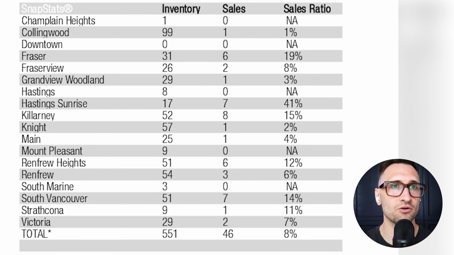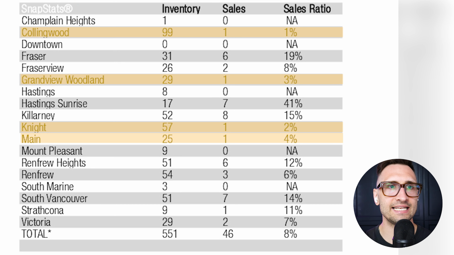When we look at it for a buyer, where are some of these areas that are really having problems? And Collingwood has been that area month over month over month. Look at this, 1%, just one sale and 99 inventory, but that is clouded by the amount of land assemblies that are happening there. Grandview Woodland, 3%, one sale, 29 options. Knight Street, one sale, 57 options. Main Street, one sale, 25 options. So there's significant issues here and downward pressure in these low single digit markets, such as Knight Street at 2%, Main Street at 4%, Collingwood at 1%, Renfrew at 6%.